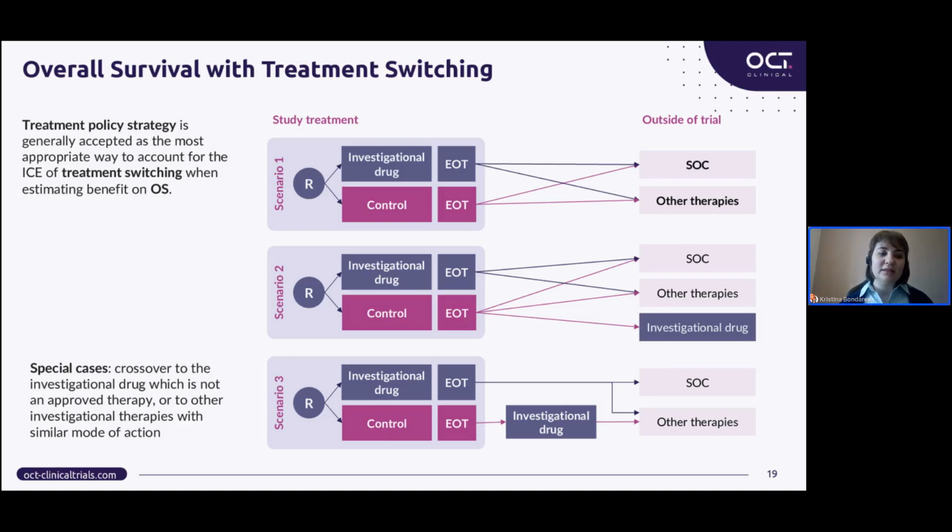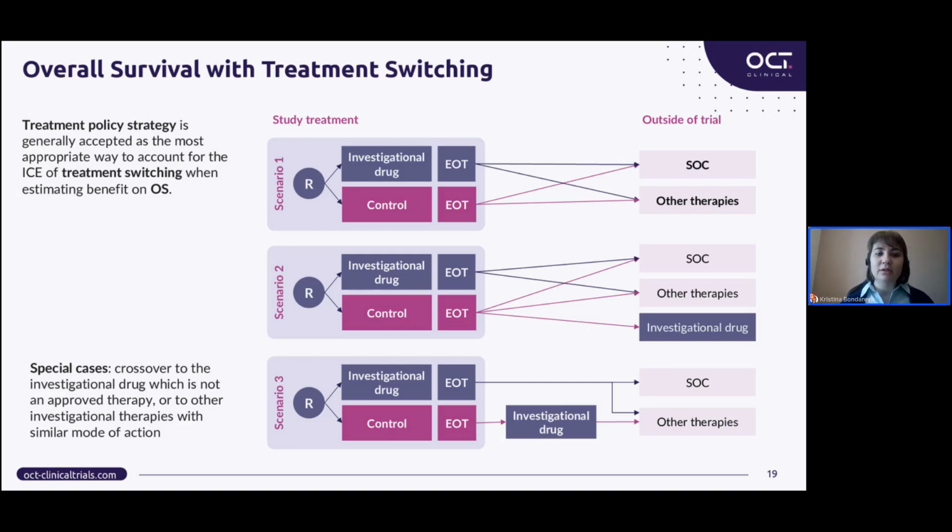The start of a new anti-cancer therapy after discontinuation of a studied treatment and prior to observing the event of interest, that is, treatment switching, has become increasingly common as more treatment options become available to patients. This, of course, complicates assessment of benefit provided by the initially randomized study treatment, especially on the overall survival.